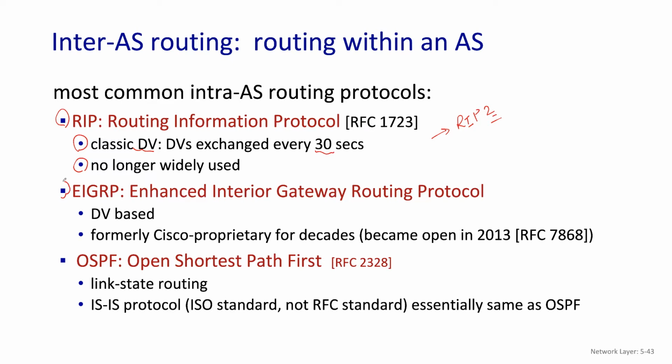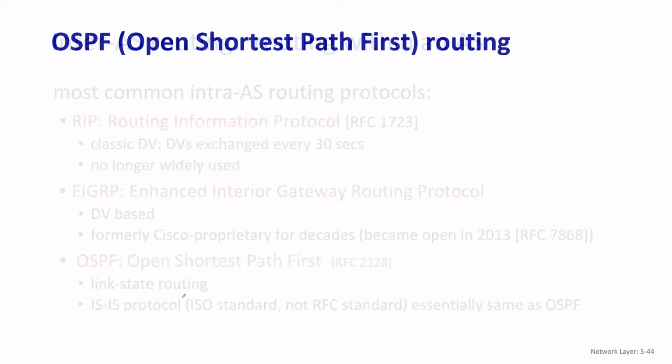The second one, which was Cisco proprietary protocol for decades, is EIGRP, also distance vector based. The one that we mostly use and see nowadays is OSPF, which is based on the Dijkstra algorithm, which is link state routing. And there's another one which is IS-IS, which is not that widely adopted, but essentially it's the same as OSPF, working as a link state routing.